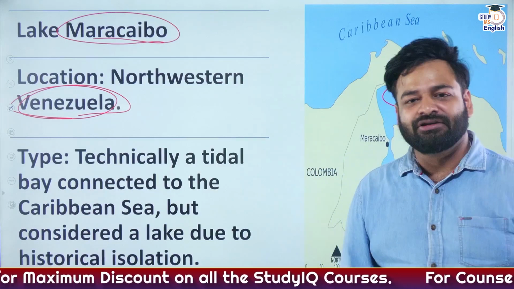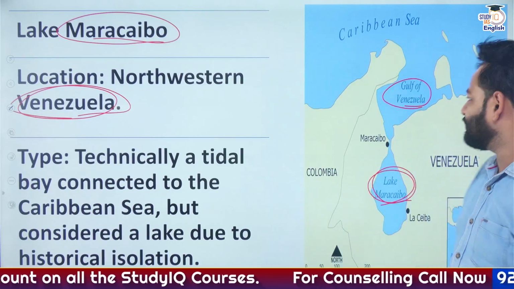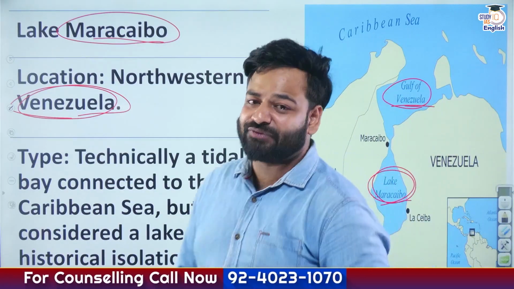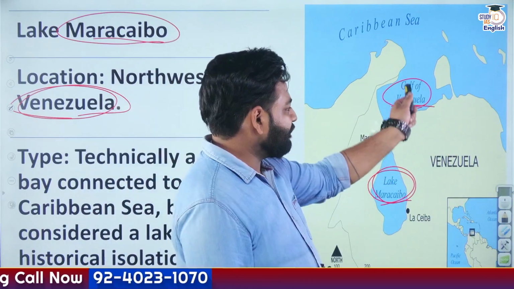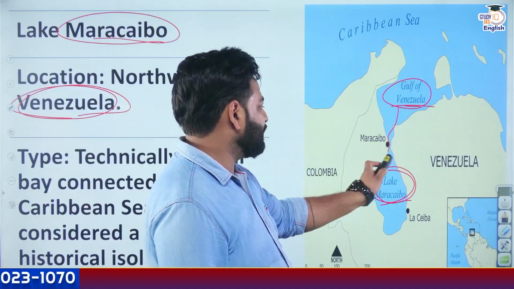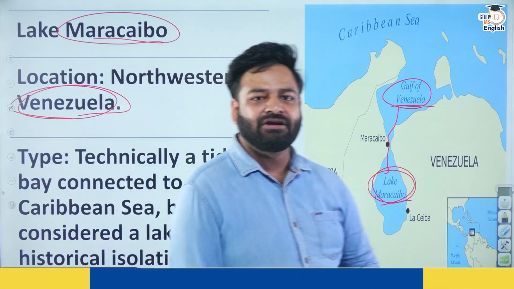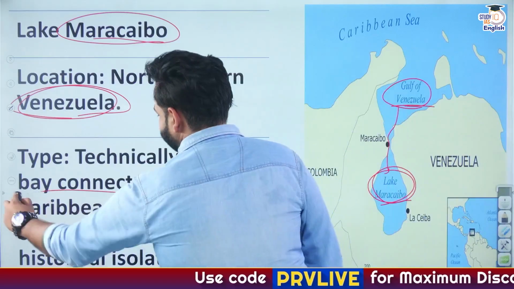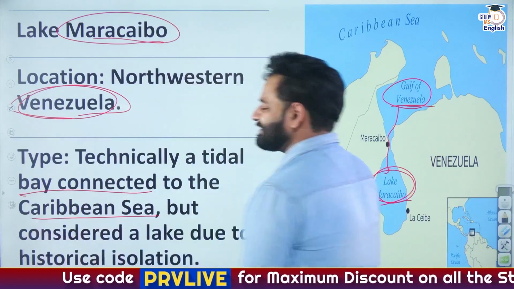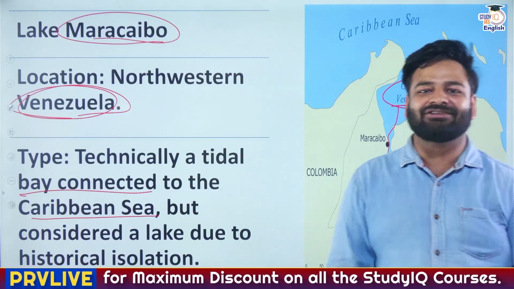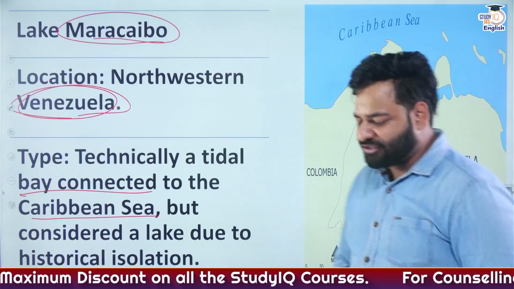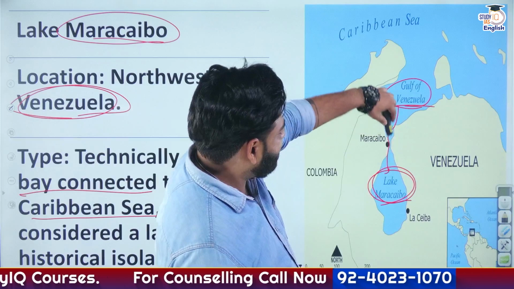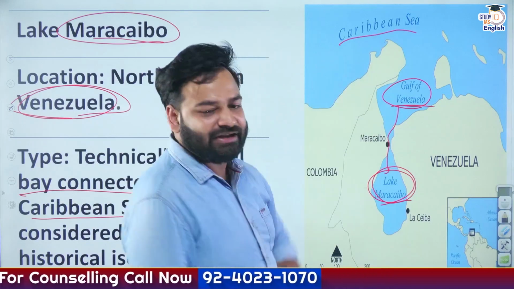Which particular bay is nearest to it? Not bay, Gulf. Which particular Gulf is very near to it? It is the Gulf of Venezuela. Going ahead, Lake Maracaibo is technically a tidal bay connected to the Caribbean Sea, as you can see. Gulf of Venezuela, Lake Maracaibo, and connected to the Caribbean Sea.